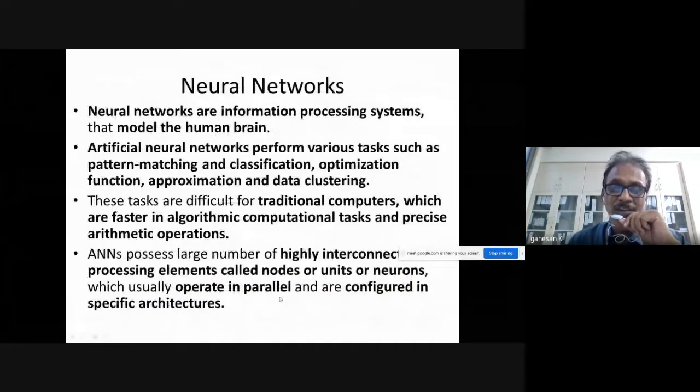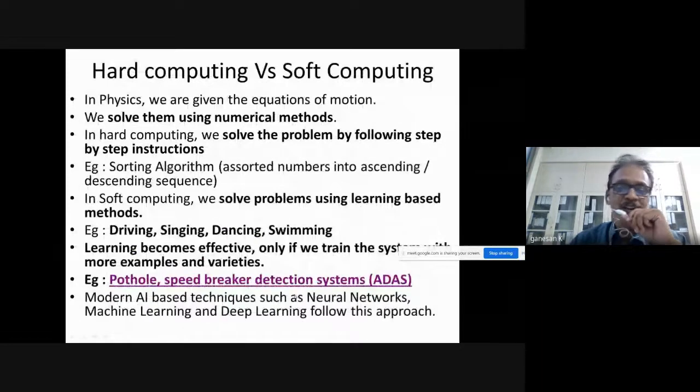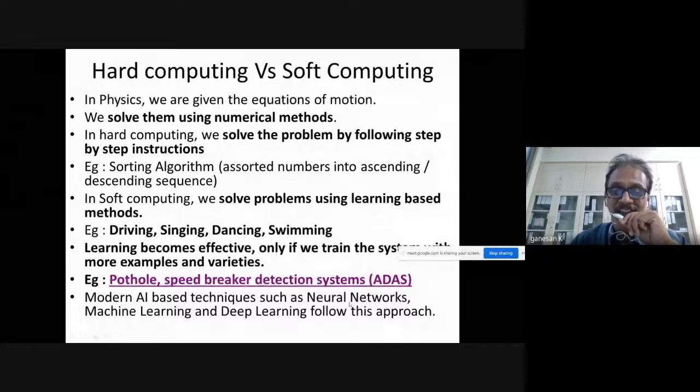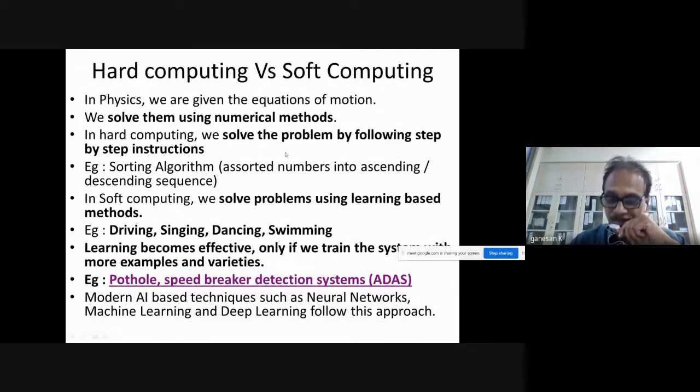Now let me get into the details of all these buzzwords. What is a neural network? What is machine learning? What is deep learning? And how can you use them in nonlinear dynamics? The way you are conventionally solving, I can also solve alternatively using machine learning or deep learning techniques. Whatever you have been doing using the Runge-Kutta method, I can do with the soft computing technique.